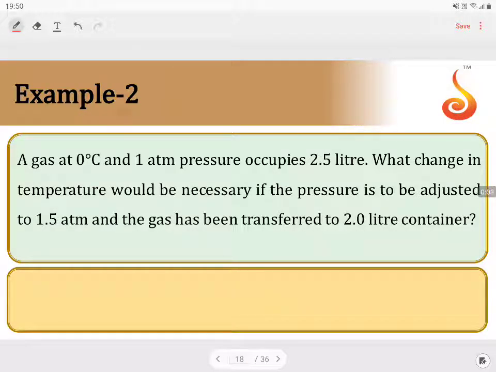Example number 2 on combined gas equations. A gas at 0 degrees centigrade and 1 atmospheric pressure occupies 2.5 liters. So what is given to us? First we'll write the data.